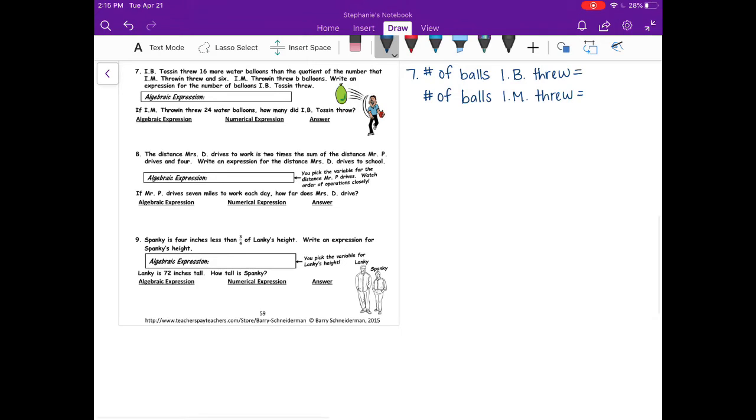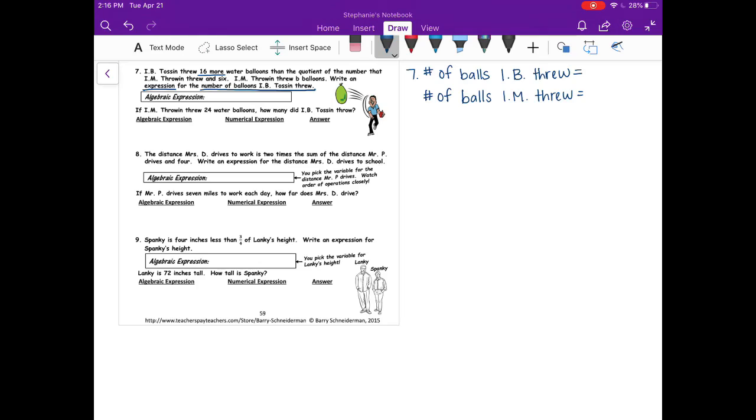I'm tossing through 16 more water balloons than the quotient of the number that I am throwing through, and 6. I am throwing through B balloons. Write an expression for the number of balloons I'm tossing through. Wow, this is a little bit confusing. Let's look at it more closely. We need an expression for the number of balloons I'm tossing through.